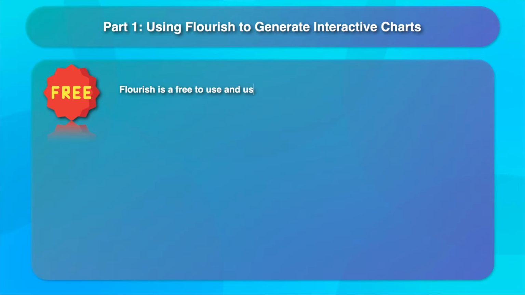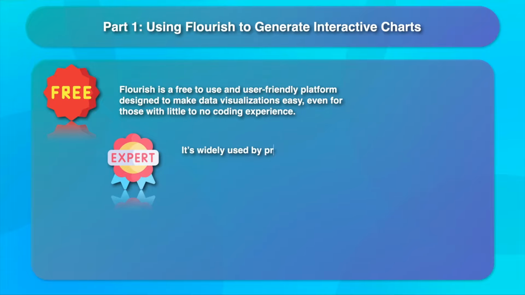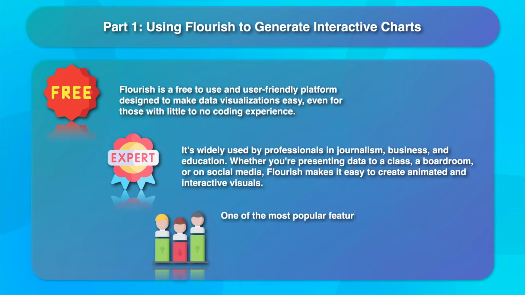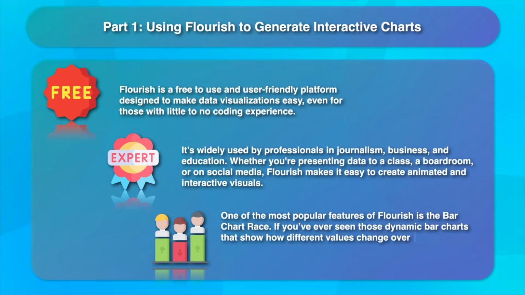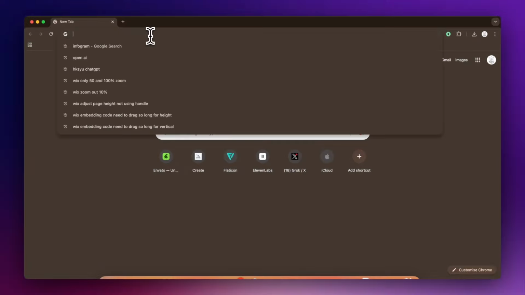Flourish is a free-to-use and user-friendly platform designed to make data visualizations easy, even for those with little to no coding experience. It's widely used by professionals in journalism, business, and education. Whether you're presenting data to a class, a boardroom, or on social media, Flourish makes it easy to create animated and interactive visuals. One of the most popular features of Flourish is the bar chart race. If you've ever seen those dynamic bar charts that show how different values change over time, you'll know what I'm talking about. Today, I'll guide you step by step on how to create your first bar chart race and tree map. First, head to flourish.studio.